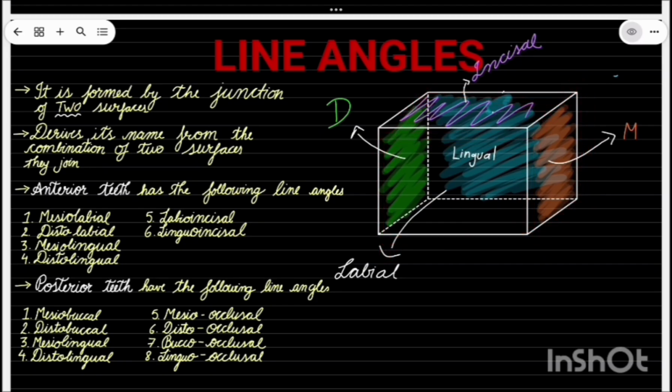The surface which is facing directly towards you, imagine that as the labial surface of the crown. The surface of the cuboid away from you, imagine that as the lingual surface. The surface on your right side, imagine it as the mesial surface, and the surface on the left side, imagine it as the distal surface. And the surface which is facing towards the ceiling, imagine it as the incisal or the occlusal aspect. After you have imagined this cube or cuboid in your head, it will be easier to understand line angles.